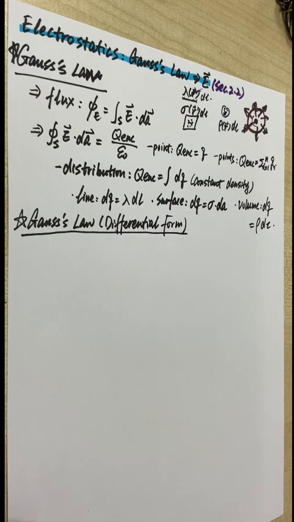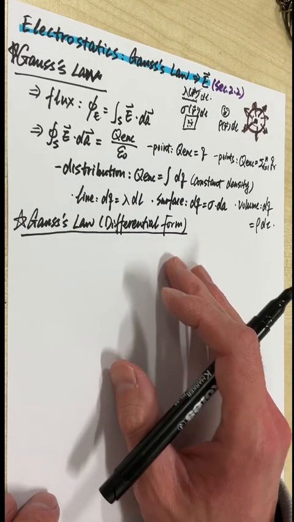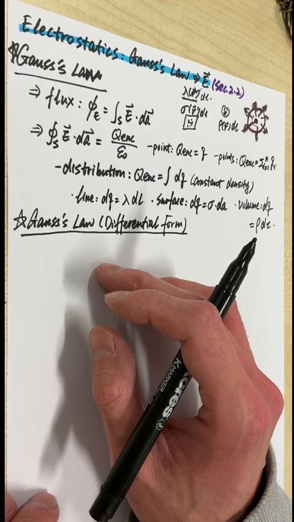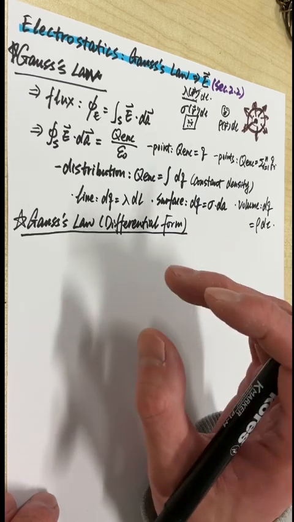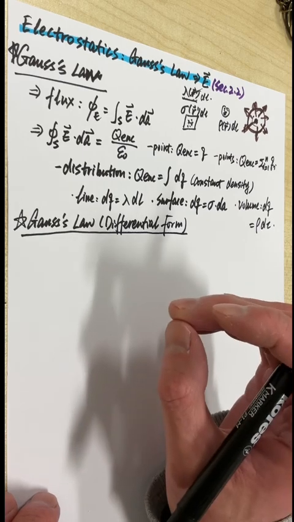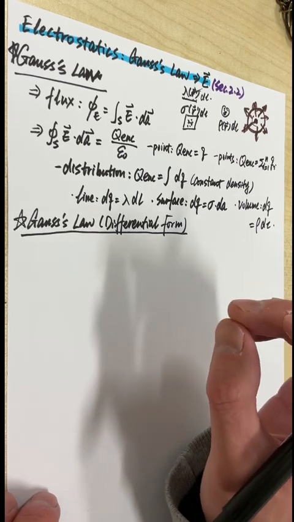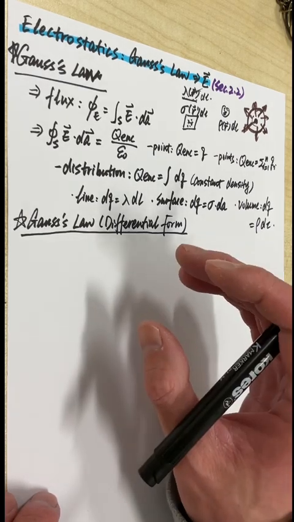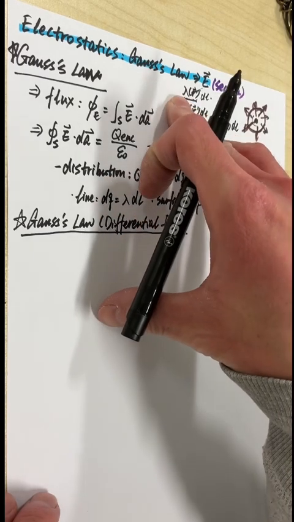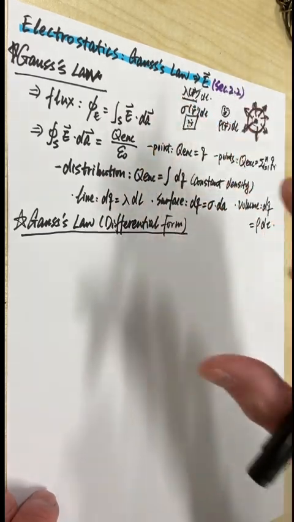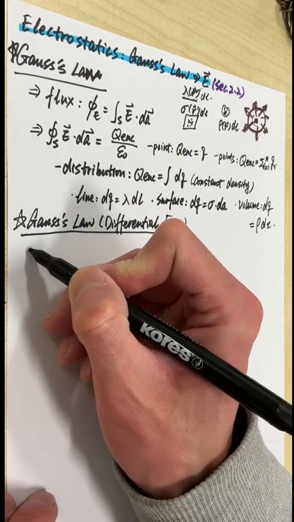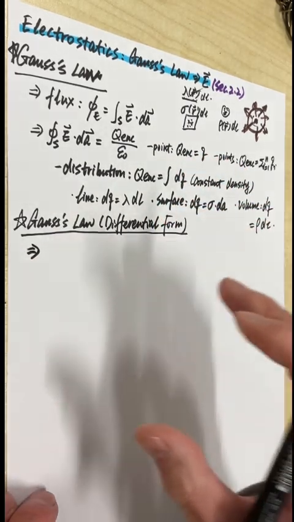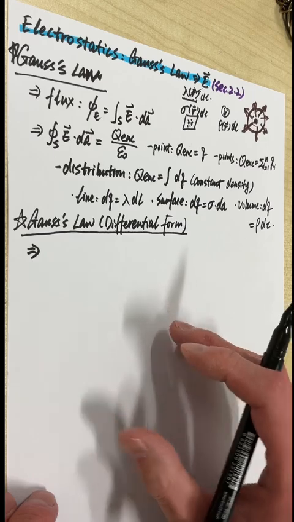So for Gauss law in differential form, we need to go to the fundamental theorem for divergence, which is also called Gauss theorem. That's very closely related to Gauss law, right? So we need to apply Gauss theorem to Gauss law. So what is Gauss theorem, or the fundamental theorem for divergence?